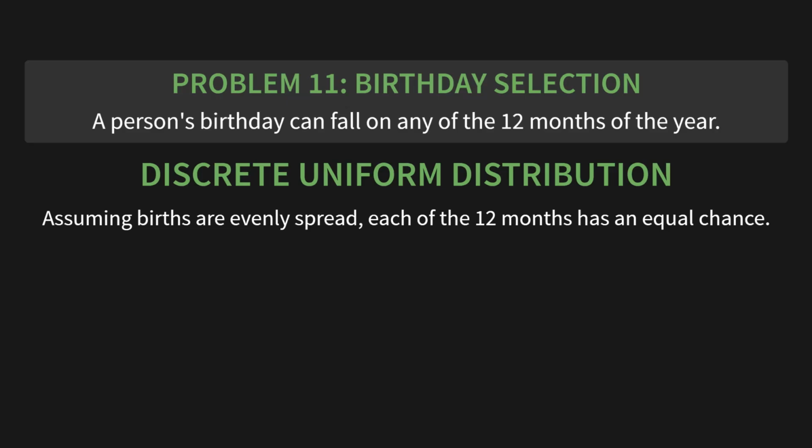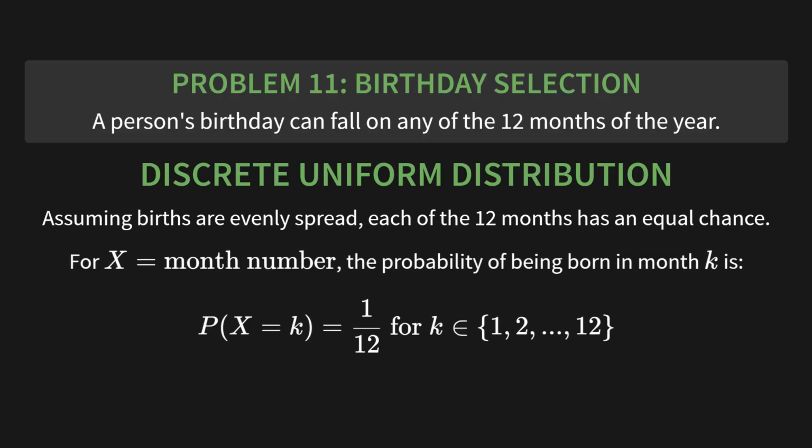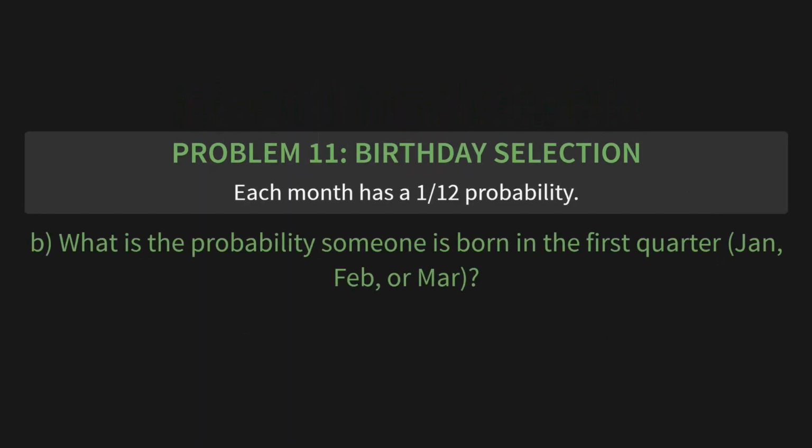This means we're dealing with a discrete uniform distribution. For a random variable X, which represents the month number, the probability of being born in any specific month k is simply 1 divided by 12. Easy as that. Okay, let's build on that. For part B, what is the probability that someone is born in the first quarter? That would be January, February, or March.